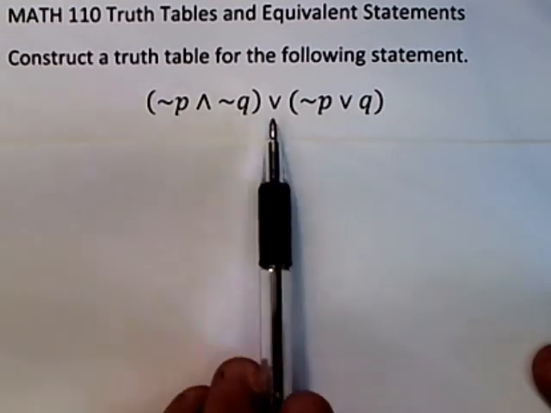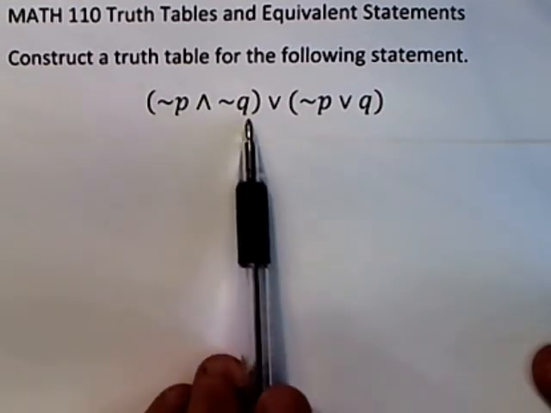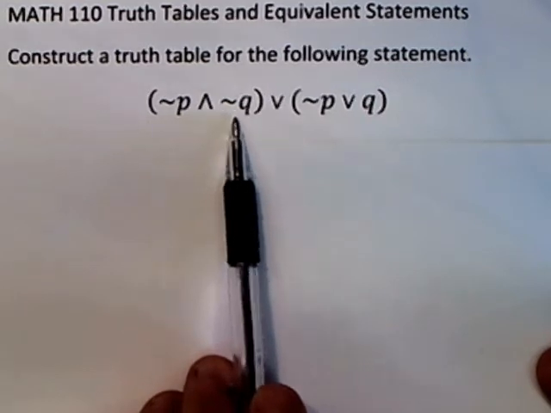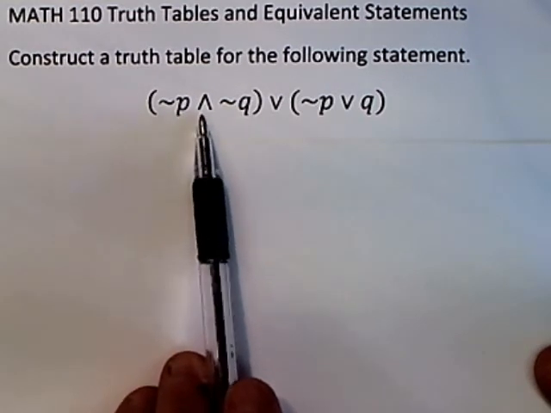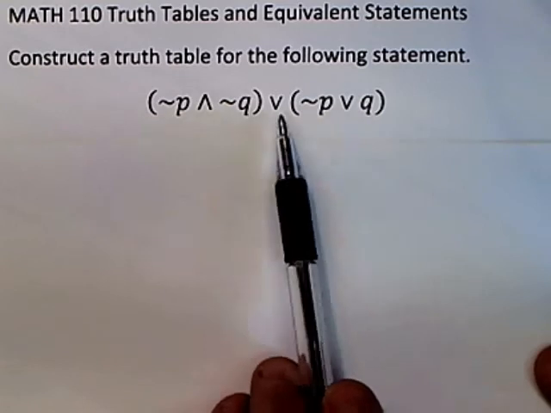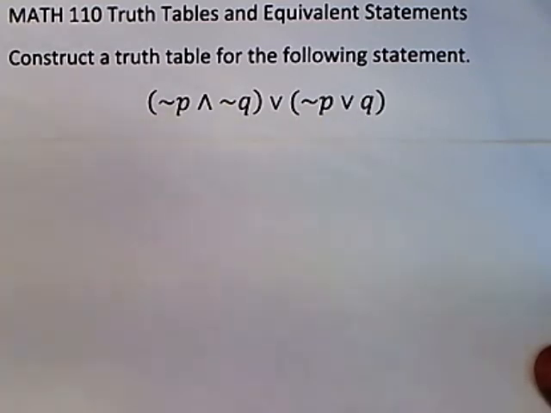Okay, let's tackle a truth table problem that's a little more, I hesitate to use the word difficult, but more tedious. This one says construct a truth table for the following statement. It's an OR involving a compound statement on the left. I'm going to take not P and it with not Q. And I'm taking not P ORed with Q, and then I'm taking those two compound statements and ORing them.